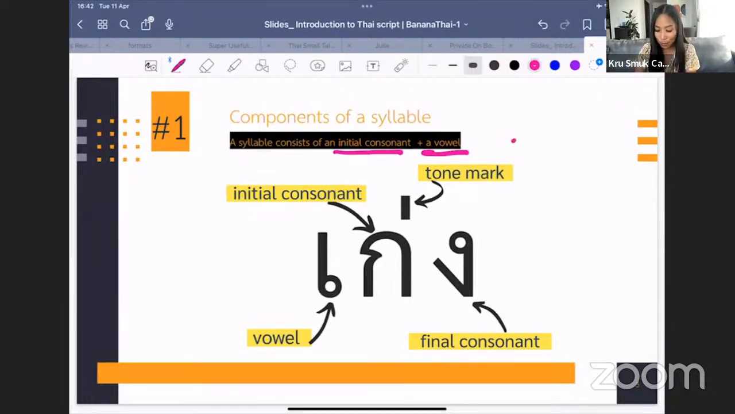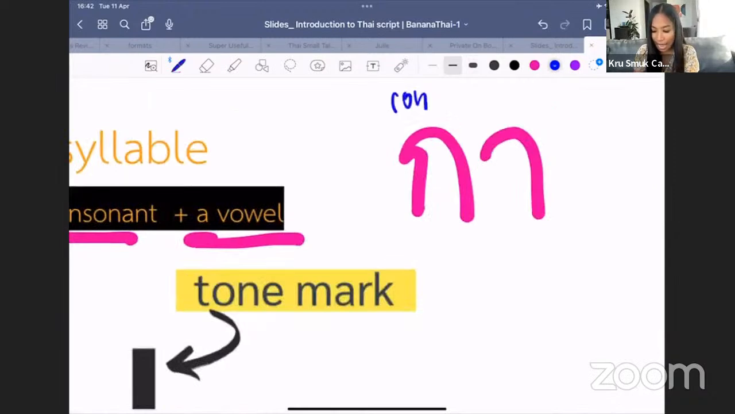For example, this one, what is this one? A consonant. ขอไข่, ขอไข่, กอไก่, right? ขอไข่. So this is the initial consonant. And what about this one? สระอา. A vowel, right? So you already got this one, which is the consonant, and this one is the vowel. And that's why you can pronounce it as a syllable. Okay, this is needed: initial consonant and vowel.